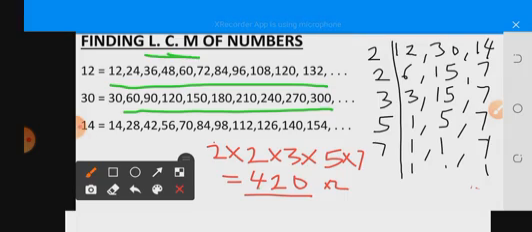Another is 420 times 3. So you multiply by 2, multiply by 3, multiply by 4, and it keeps giving you the common multiples of the numbers. So that's how you use the LCM to find other common multiples.